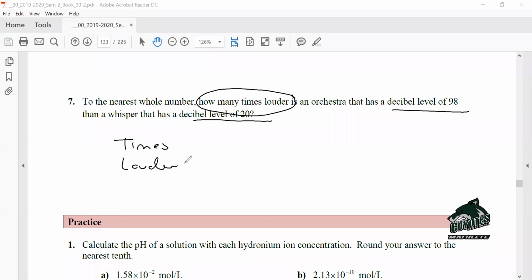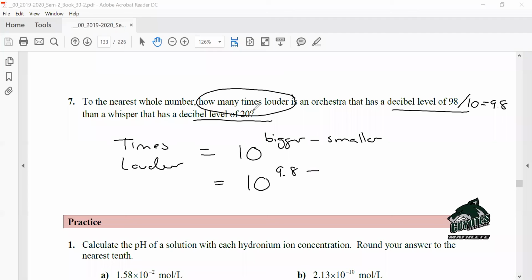Times louder is equal to 10 to the bigger on my scale minus the smaller on my scale. Well, if this was a decibel, I would divide that by 10. So that would be 9.8 on my scale. And I'm going to divide this guy by 10. That's going to be 2 on my scale. Now, if you put that in your calculator, you're going to get a ginormous number. Whatever the heck that is, it's huge. I think I'm just going to leave it like that. It's 10 to the exponent of 7.8 times louder.